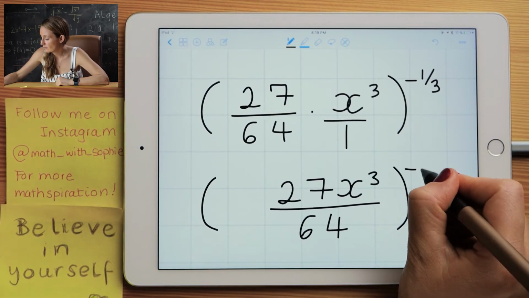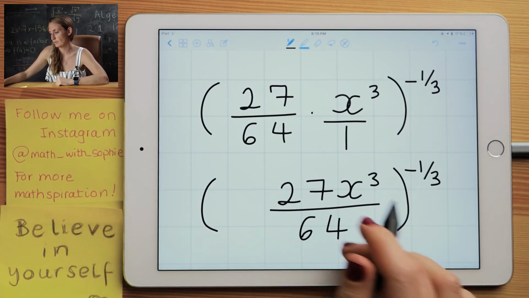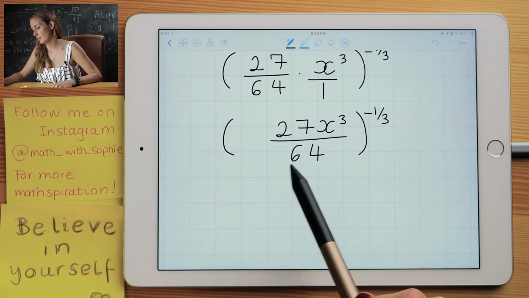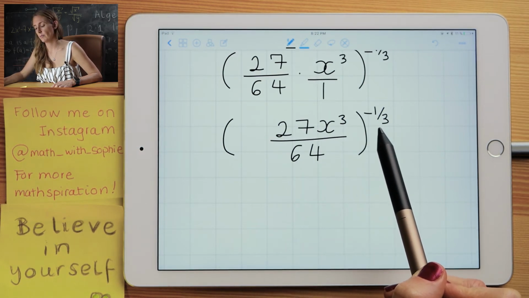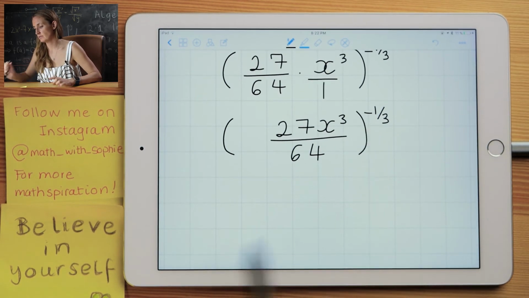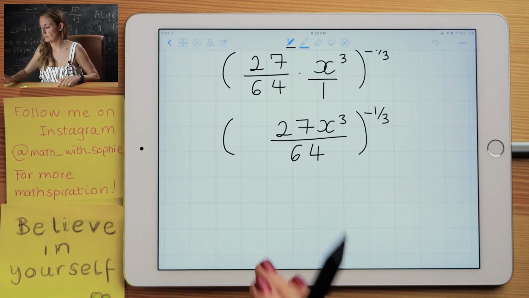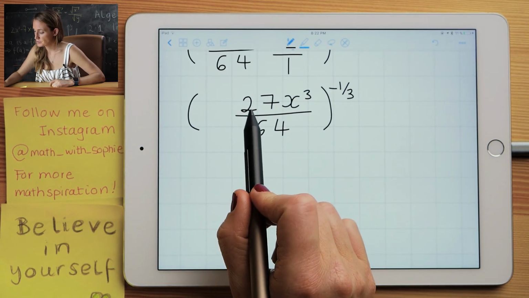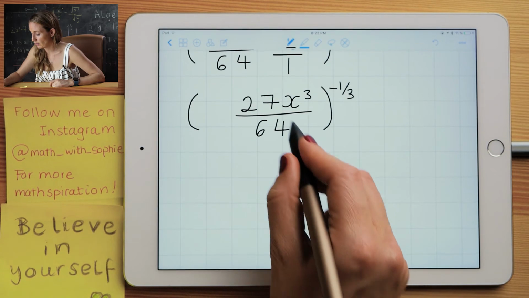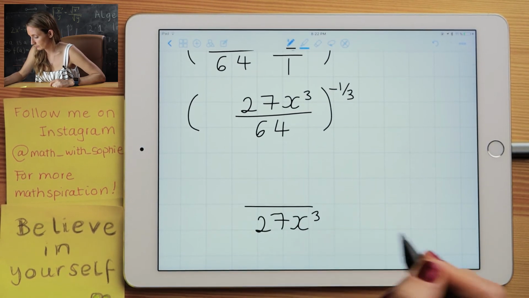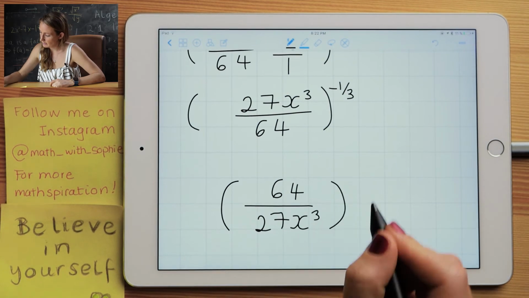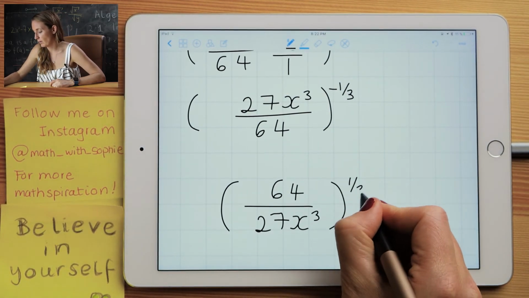And on the outside, I've got a power minus 1/3. So I've done as much as I can do inside the bracket, and I'm going to move on to outside the bracket. The first thing I always do with a power is if it's a minus, it's going to flip everything upside down. So I'm going to change 27x cubed being on the top to being on the bottom, and put the 64 on the top. That allows me to get rid of the minus in the power.